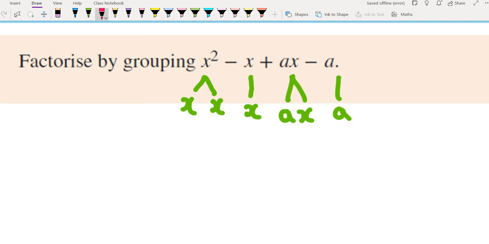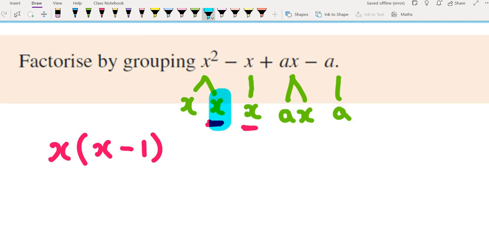Sorry, common factors here. So we can take out some common factors. Let's take out x for the first two terms, and put the rest in a bracket. So we're left with x minus 1. This is taking x out as a common factor and putting the rest in the bracket, so the x here, and because there's nothing else here, we just put a 1 there, and there's a negative in between.